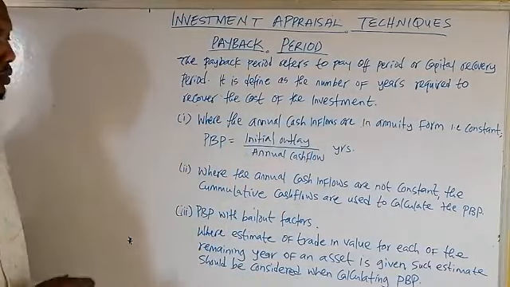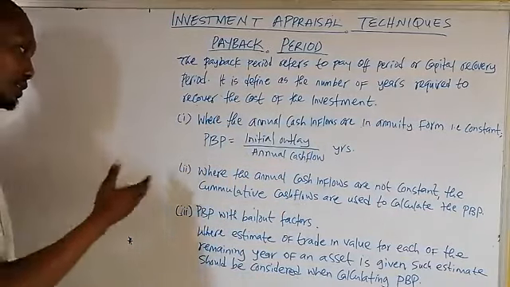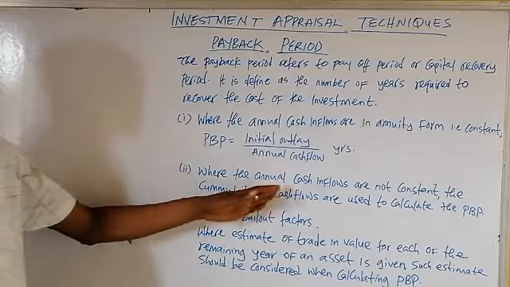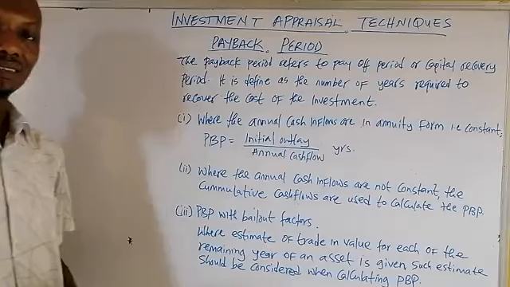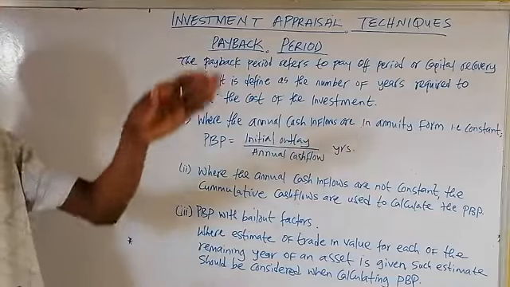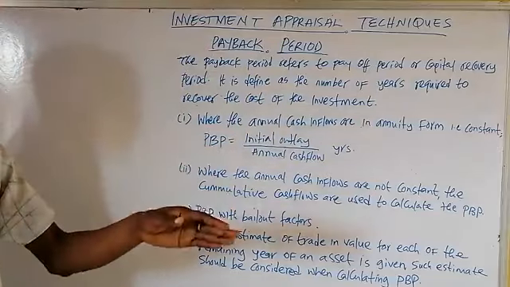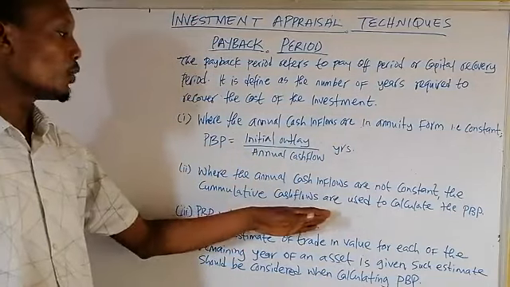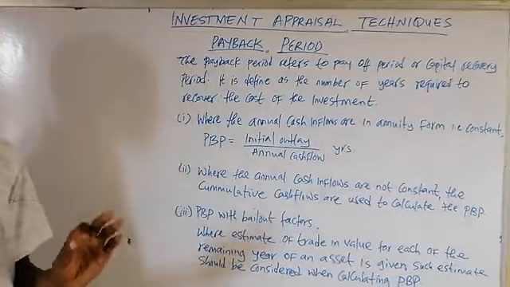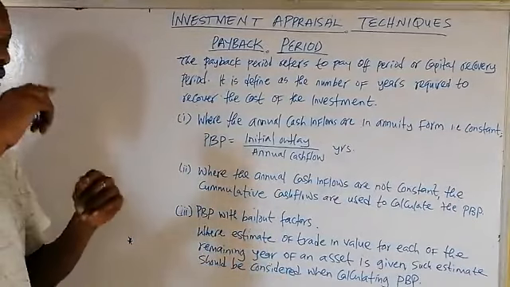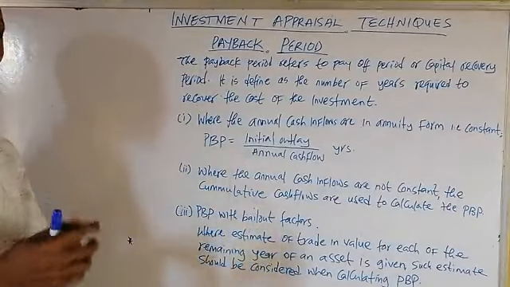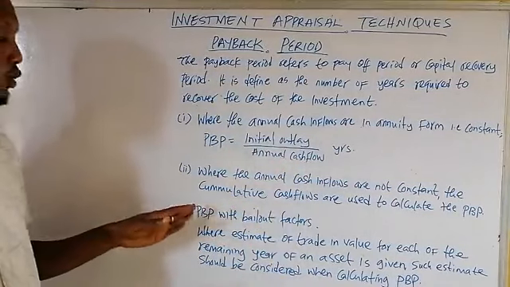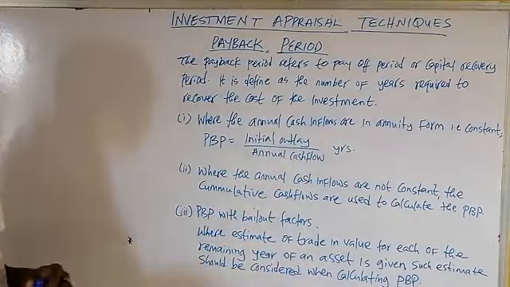Another scenario in which we can calculate payback period is where the annual cash inflows are not constant. That is, you don't have a constant annual cash inflow. The cumulative cash flows are used to calculate the payback period. You add the cash inflows together, so you have the cumulative, which is then used to calculate your payback period.